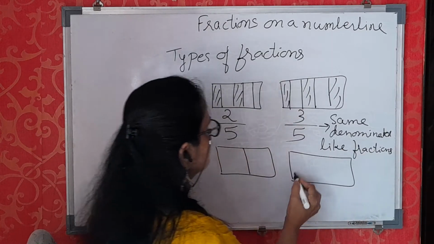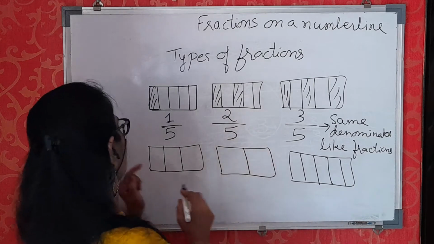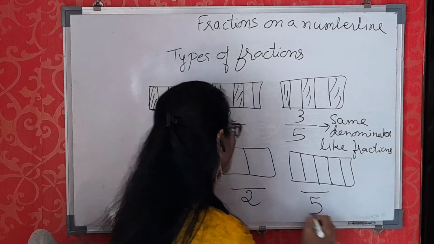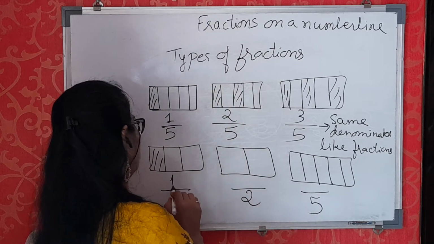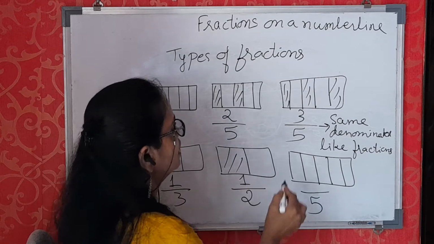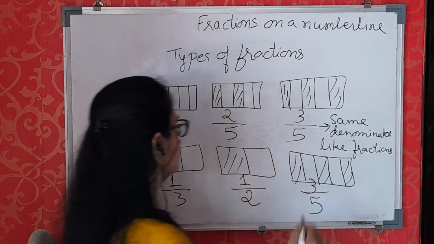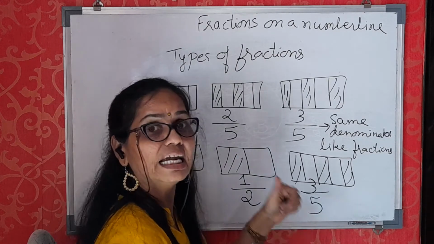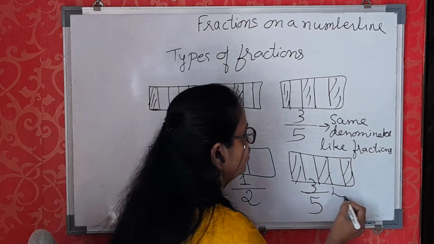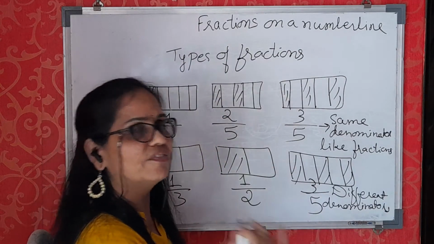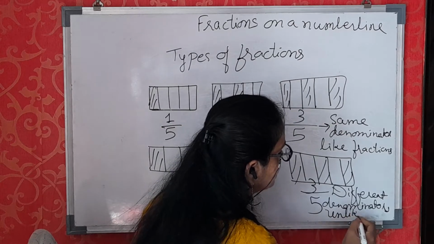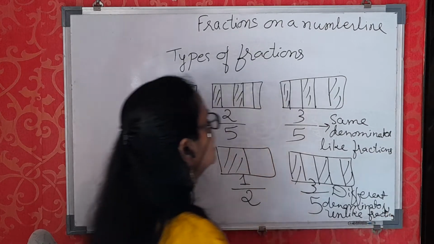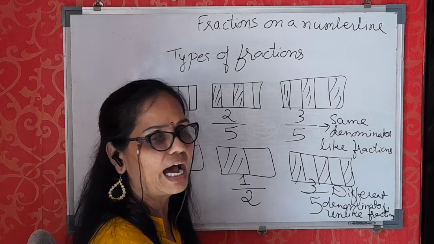Now suppose I am making it this way. Here I made 3 parts, here I made 2 parts, and here I made 5 parts. Out of this I am shading 1 part, here also 1 part, here suppose 3 parts. So what is common? Nothing is common. Your denominators are different. So different denominators make unlike fractions. That means when your denominators are different, they are known as unlike fractions. And when your denominators are same, they are known as like fractions.